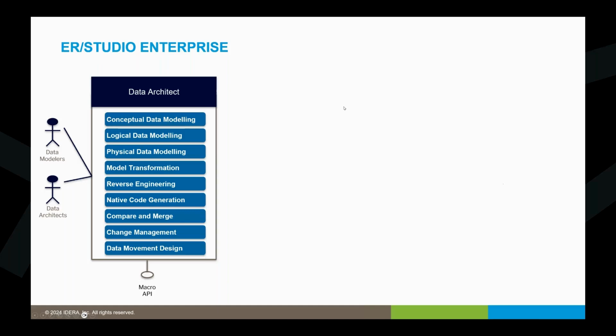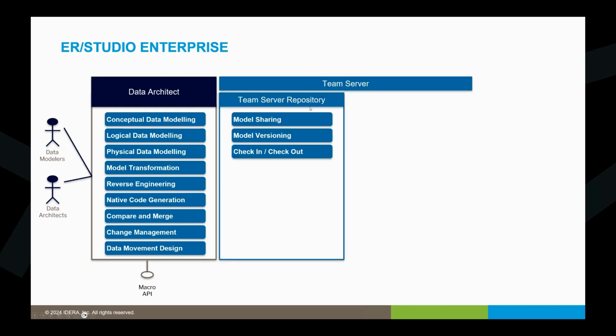It really breaks down into three functional areas. Again, you have Data Architect. That's pretty much licensed by seat. It's where your modelers and architects are going to do those functions associated with canonical data modeling. With the ER Studio Enterprise, we also have the addition of the team server repository, as I mentioned, that provides that central source of truth, or single source of truth, for your metadata objects, and provides model sharing and model versioning, all via a check-in, check-out process.